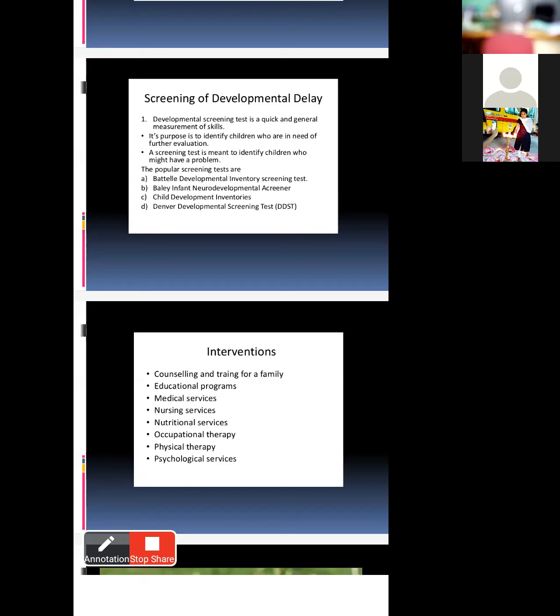And the last test, the Denver Developmental Screening Test, means you can observe totally how they are developing. All of this you can observe in the Denver Developmental Screening Test. These are the main screening tests for developmental delay.